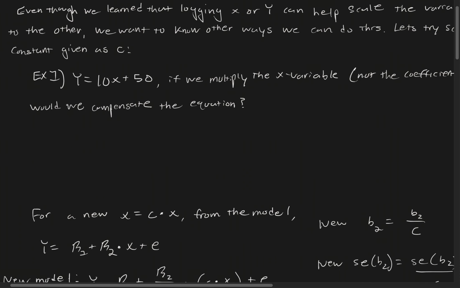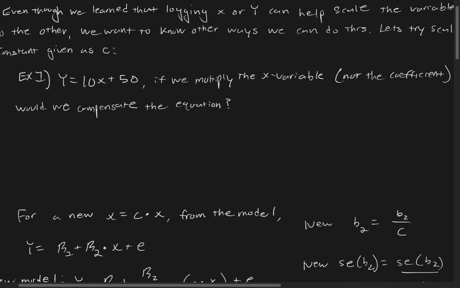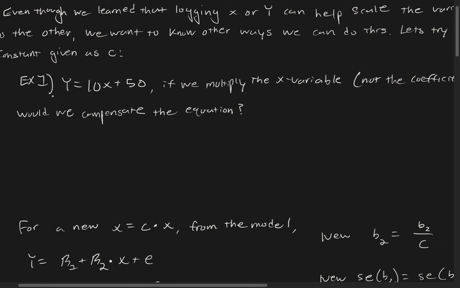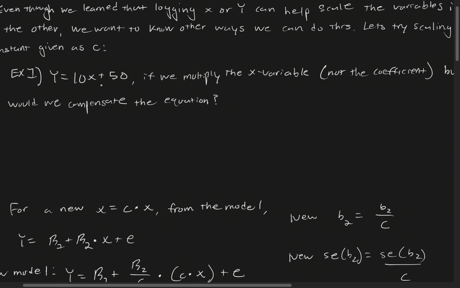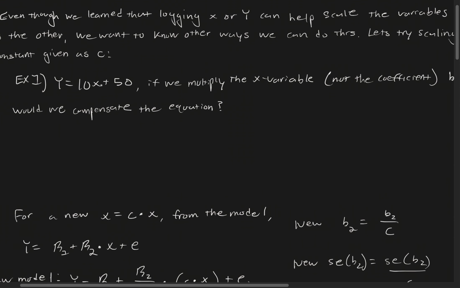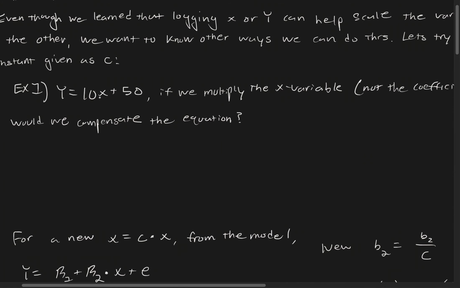Okay, so going over scaling first, let's say given this equation of income and food expenditure, we want to multiply the x variable by a constant c. And note that we're trying to multiply the x variable, not necessarily the coefficient, which is the 10. And so if we multiply the x variable by some constant, we have to compensate by actually dividing, rescaling the 10 by the same constant.